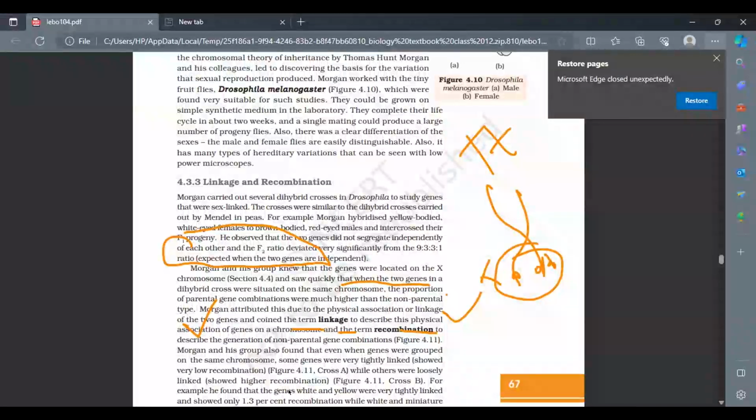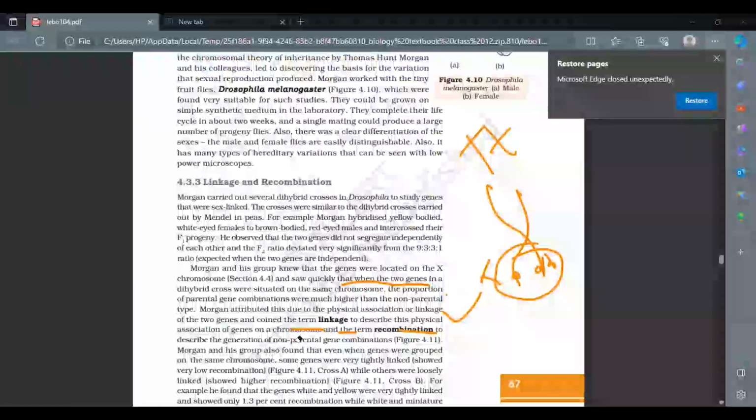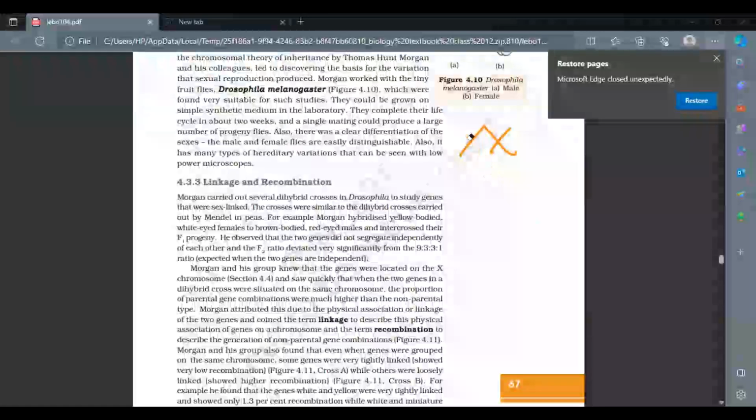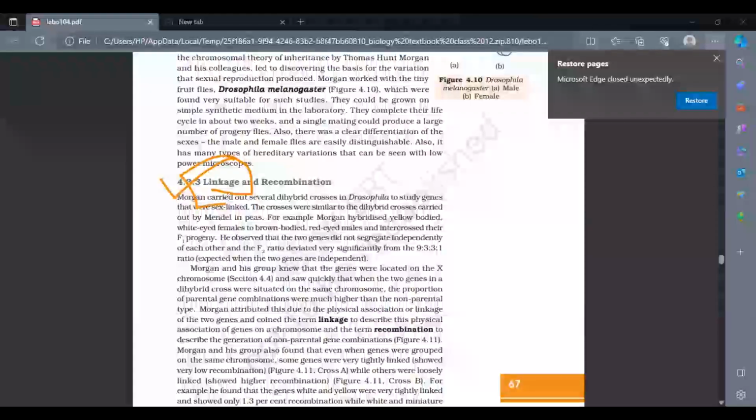Next, we come to the other part of the chapter, which says something different from what Mendel discovered. Mendel always said that genes assort independently. They have independent assortment. The gametes are segregated. He was right in his own way, but there are certain genes which are actually linked to each other. Again, the work of Morgan comes into the picture.